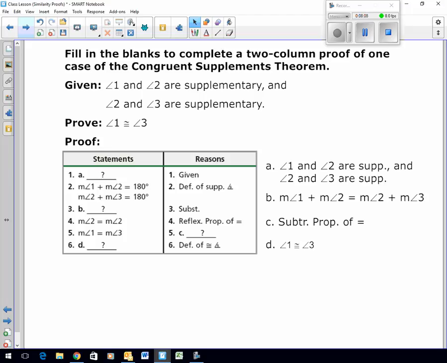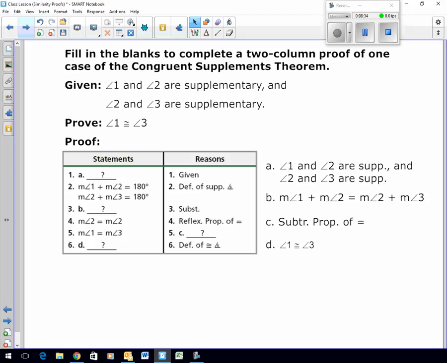Okay? Who is unsure why I'm putting A there? Please be honest. Not a problem. It says given right here, so whatever follows that, you put in there. That's going to have to go right here in the statement. Okay? You see how it switches sides? So 2 should be B and 3 should be C.